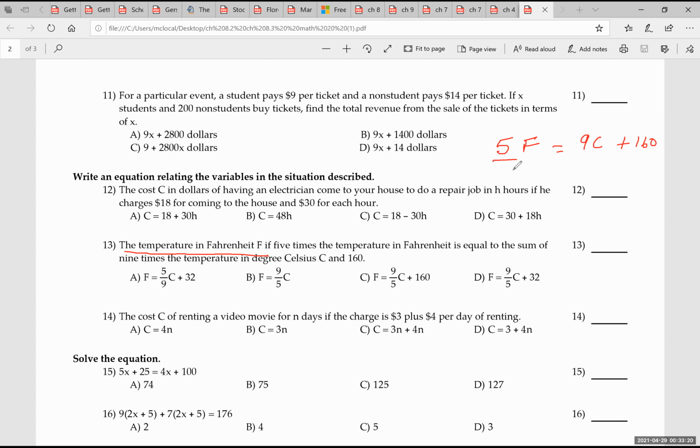So what we do is we divide by 5. So this will cancel, we get F is equal to, keep this 9 over 5 times C, because it's all over 5. Then if you divide this 160 by 5, you're going to get 32. And that'll be your answer. So it's going to be 9 over 5 C plus 32.